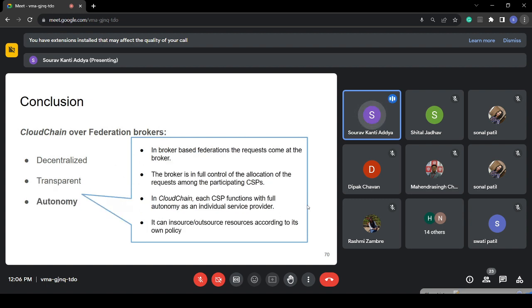Autonomy. In broker-based federation, the request comes to the broker. As you know by this time, the broker is in full control of the allocation of the request among the participating CSPs. In cloud chain, the proposed architecture, each CSP functions with full autonomy in its authoritative domain as an individual service provider. It can insource or outsource resources according to its own policy, meaning smart contract.